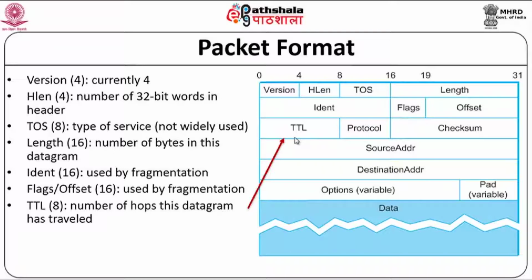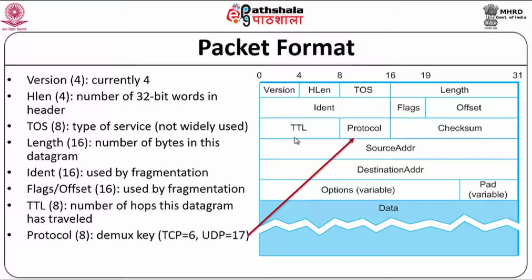So, when it goes to 0, you drop the packet. Basically, this is to take care of packets which are looping around in a network due to some error or something. We do not want packets to be just running around in the network forever, right. So, once the TTL value goes to 0, you will drop the packet. And of course, when you drop the packet, IP will use the ICMP protocol to inform the sender that it has actually dropped this packet for this particular reason.